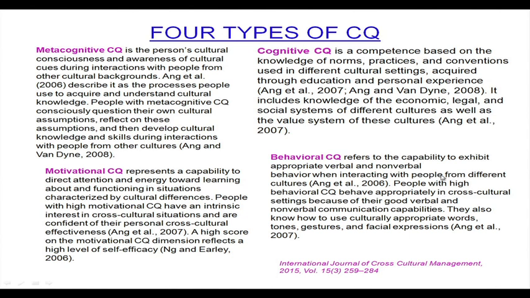And the fourth one is what we call the behavioral cultural intelligence or cultural quotient, which refers to the capability to exhibit appropriate verbal and nonverbal behavior when interacting with people from different cultures. This is exactly how I was highlighting that this is very important. You must know how to express your emotions, how to express your nonverbal language in another culture, whether it is appreciated or encouraged in that culture. One needs to have this kind of awareness and knowledge. Otherwise, a person will be misunderstood, misinterpreted. So that will create a great deal of conflict.